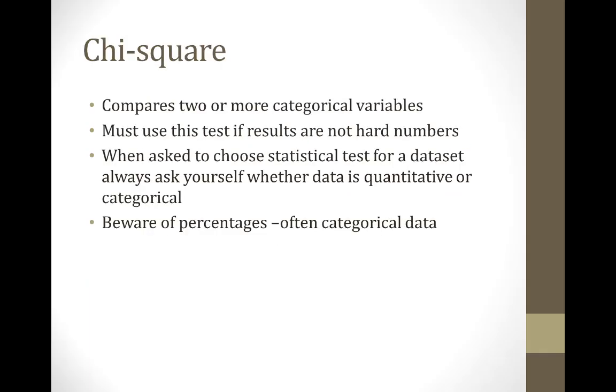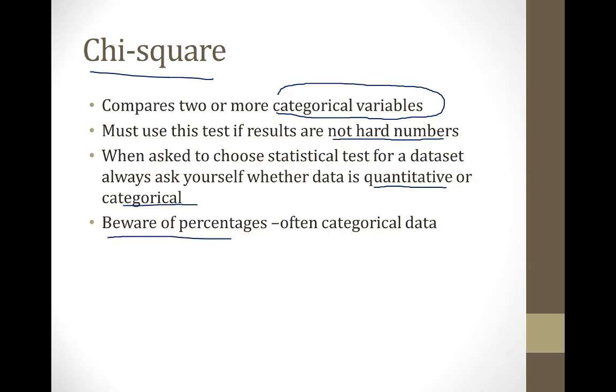And then the final test of significance is called the chi-square, and this is a test you have to use when you're comparing categorical variables. So you have to use this if the test results are not hard numbers. So the way this often comes up is you're asked to choose a statistical test for a data set. And when this happens, you have to carefully look at whether it's quantitative or categorical. And remember that slide I showed you a few slides ago where I went through quantitative and categorical variables.